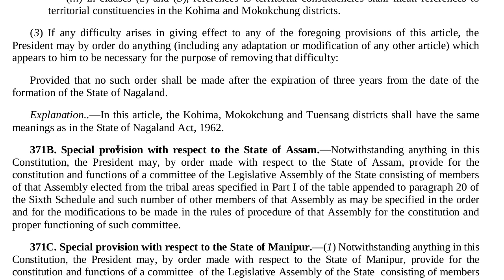Article 371B, special provision with respect to the state of Assam. Notwithstanding anything in this Constitution, the President may, by order made with respect to the state of Assam, provide for the constitution and functions of the committee of the Legislative Assembly of the state, consisting of members of that assembly elected from the tribal areas specified in Part 1 of the table appended to paragraph 20 of the Sixth Schedule, and such number of other members of that assembly as may be specified in the order, and for the modification to be made in the rules of procedure of that assembly for the constitution and proper functioning of such committee.